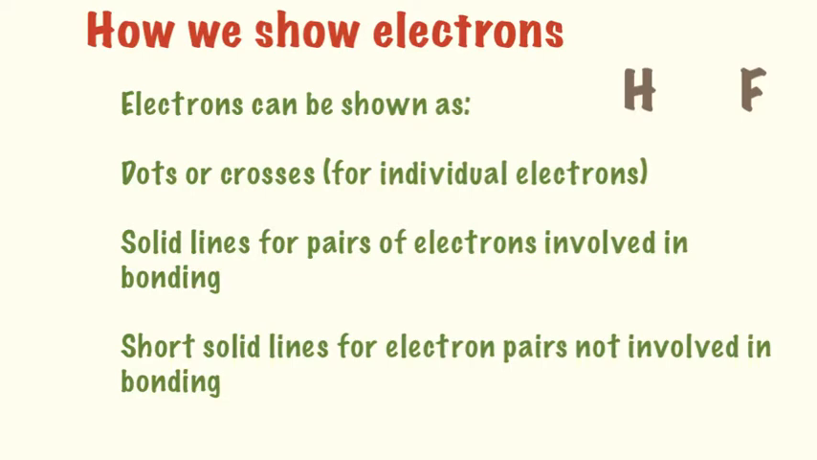So let's put the bond in first. There's my bond between, and I've got a pair of electrons involved in that. Now let's put the other pairs in there. So I can put a pair up here. Now, unfortunately, I've done lines too big, but that's okay. I'll put another pair here and the third pair there. So we can see I've got six unbonded electrons next to the fluorine atom.